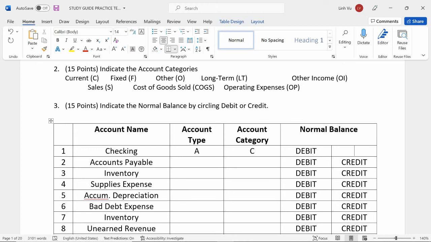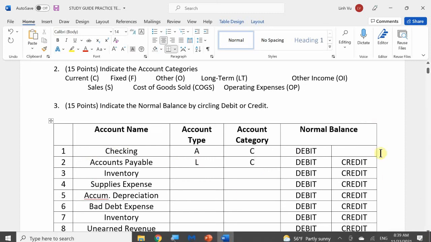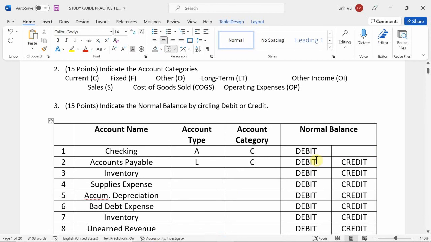What about accounts payable? It's a liability. Good. What kind of liability? Current. Good. And what kind of balance would this have? Credit. Yes.